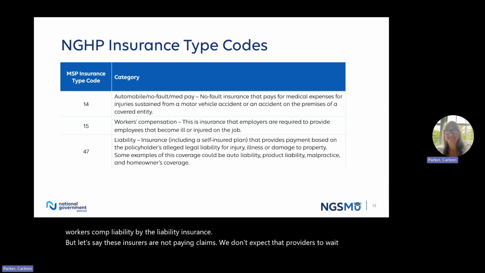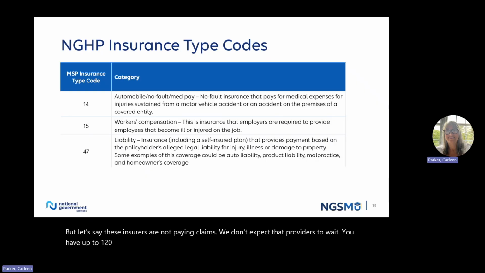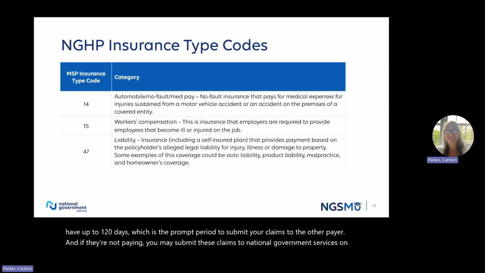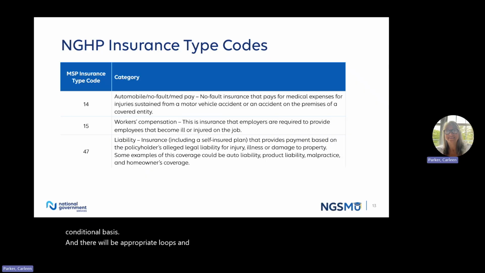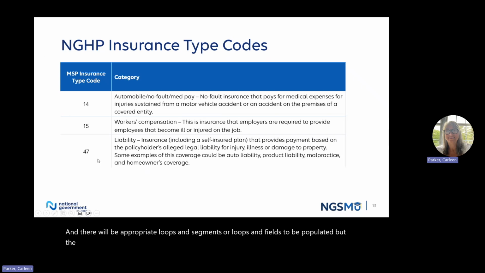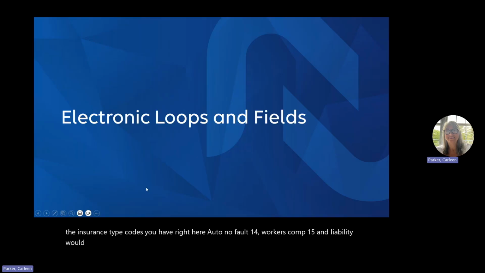You have up to 120 days, which is the prompt payment period, to submit your claims to the other payer. And if they're not paying, you may submit these claims to National Government Services on a conditional basis. And there will be appropriate loops and fields to be populated. But the insurance type codes you have right here: auto no-fault 14, workers' comp 15, and liability 47.